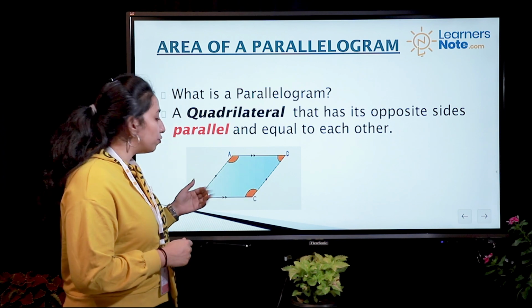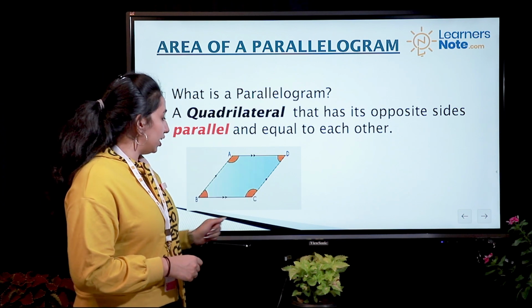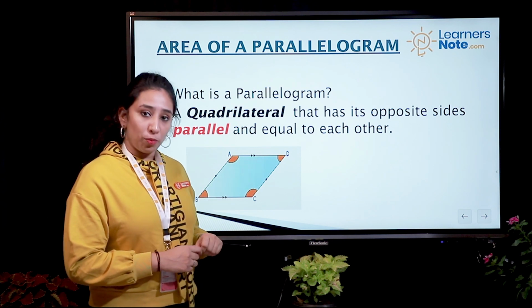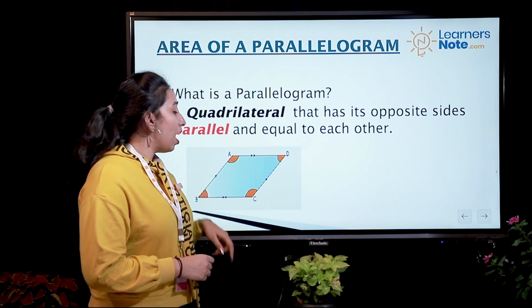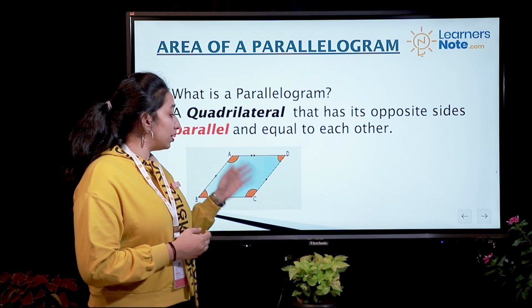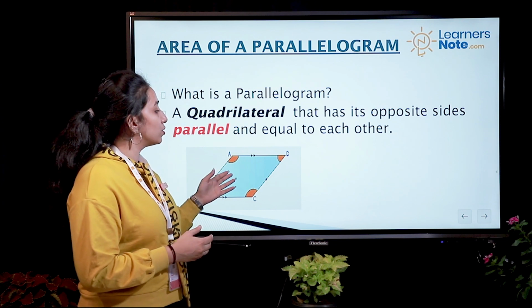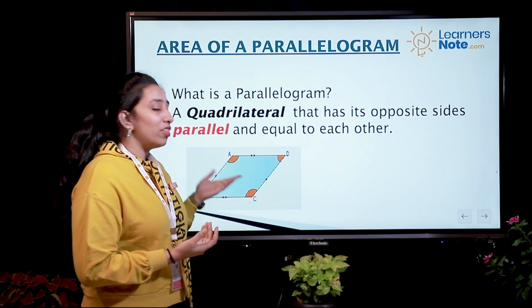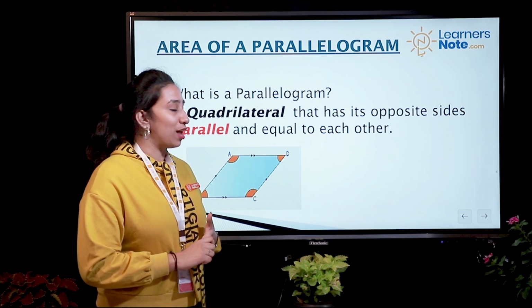I have a picture here for you. ABCD is a parallelogram. You can see that BC and AD, the opposite sides, are equal to each other. Also AB and CD are equal to each other, they are opposite, and they are parallel. This is what is called a parallelogram, which has parallel sides opposite to each other, and they are also equal to each other.